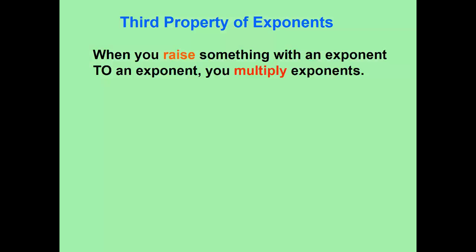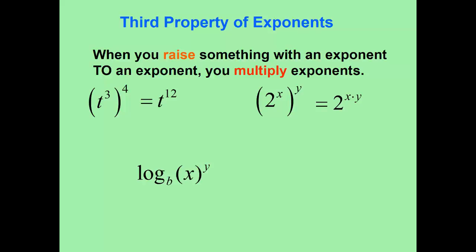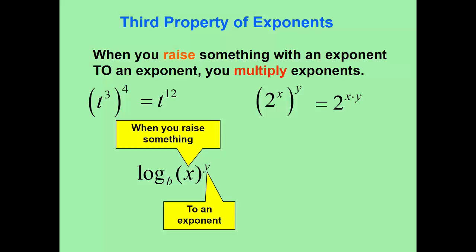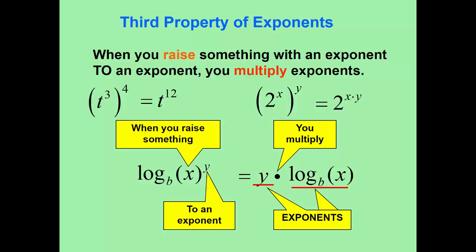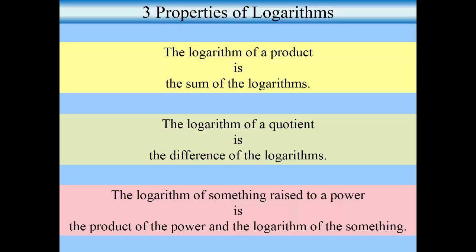The third and last property says when you raise something with an exponent to an exponent, you multiply exponents. And so here we're raising something with an exponent to an exponent. We multiply exponents. Now again, one exponent is the logarithm. The other exponent is what looks like an exponent. That's the y. So there are the three properties of logarithms. Let me show you how those work.